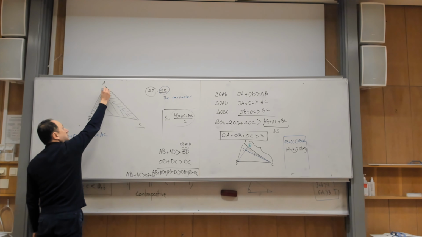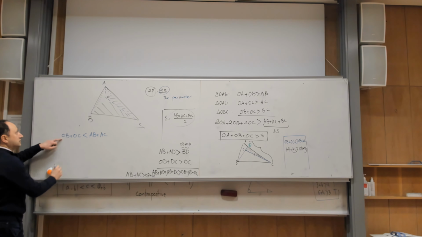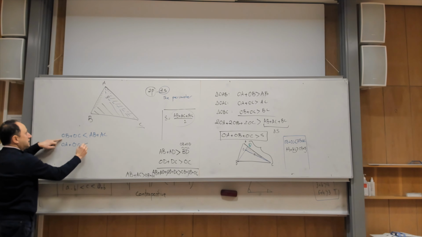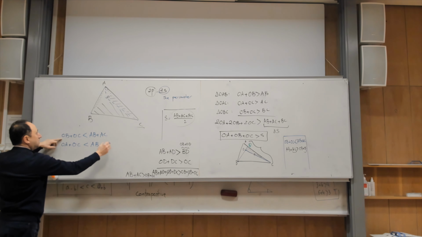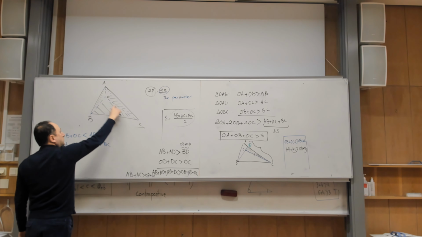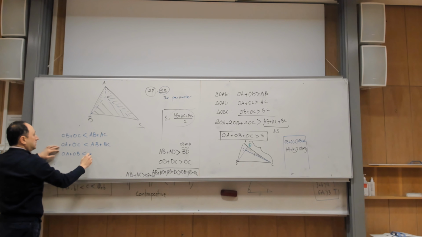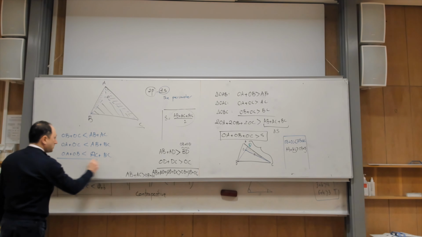And then you can write in the exam, analogously, what can you prove now? OA plus OC is less than AB plus BC, and analogously, you can prove this, and that's acceptable for this exam. So you can say that OA plus OB is less than what? AC plus BC. Agree? And then you add them up.